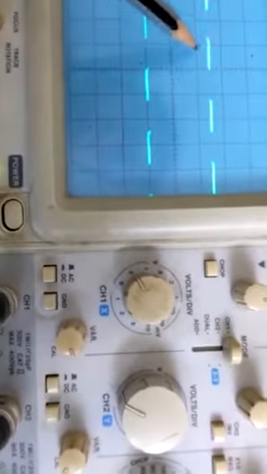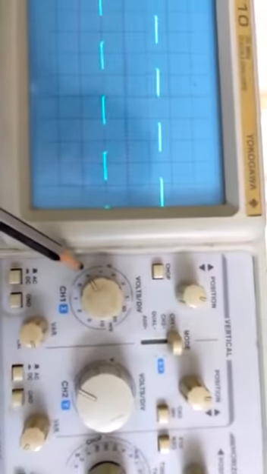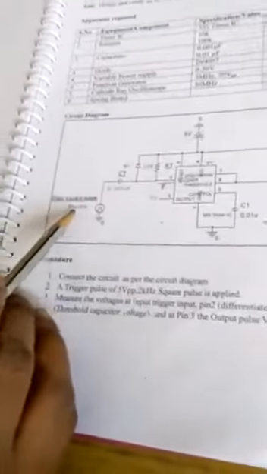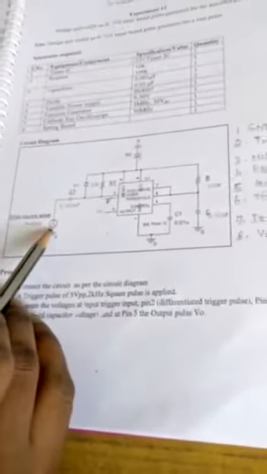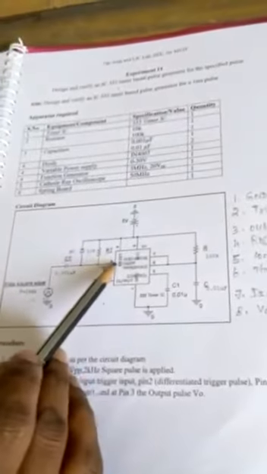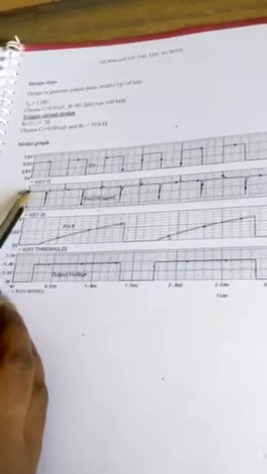So this is 1, 2, 2.5 multiplied by 2 will give you 5 volts. So I set an input of 5 volts peak to peak with 2 kilohertz. This is going to be a square waveform, differentiated by using a differentiator circuit. So at pin 2, I give a trigger pulse. At pin 2, we'll get a pulse like this.